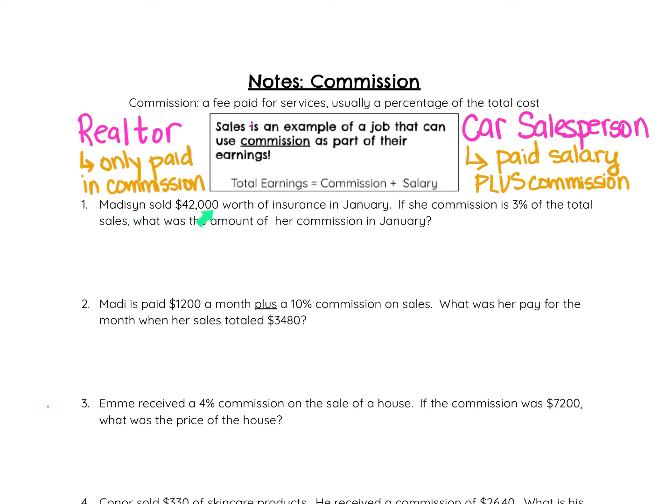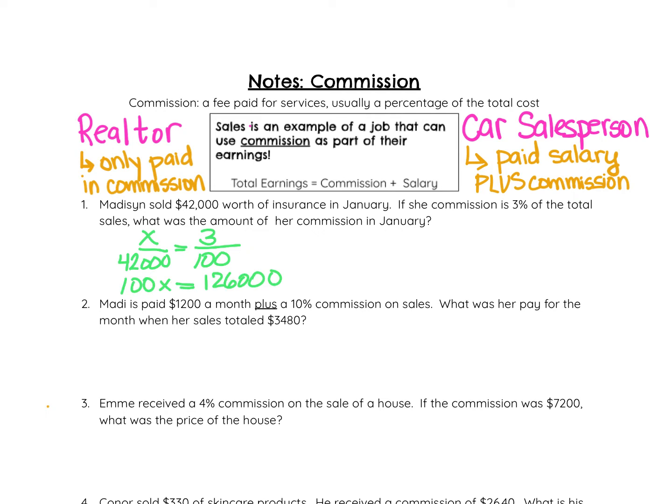Madison sold $42,000 worth of insurance in January. If her commission is 3% of the total sales, what was the amount of her commission in January? So we are going to set up our percent proportion. My 3% is my commission. The $42,000 is the total sales. She doesn't get to keep that $42,000. She only gets a part of it, and that is what we're looking for right here.